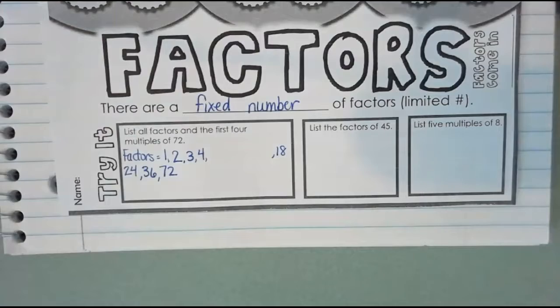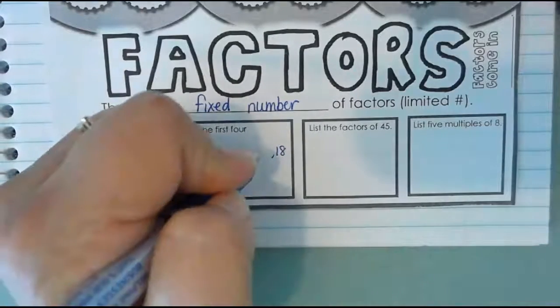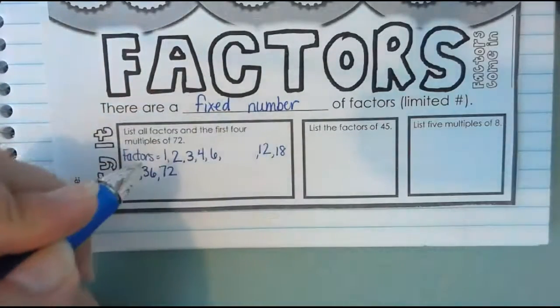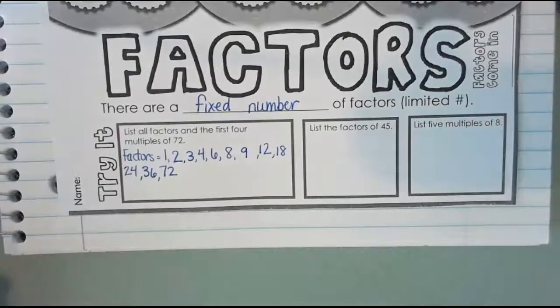5, nope, not going to happen. But yes, indeed, 6 and 12. 7, nope, but 8 and 9. So those are my factors: 1, 2, 3, 4, 6, 8, 9, 12, 18, 24, 36, and 72. Those are my factors. Now multiples.